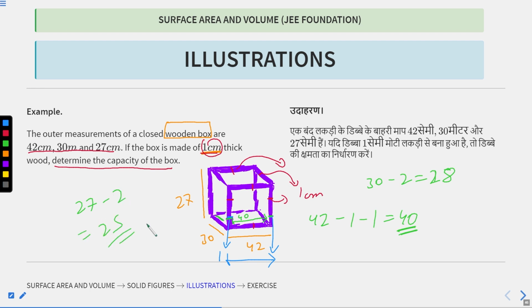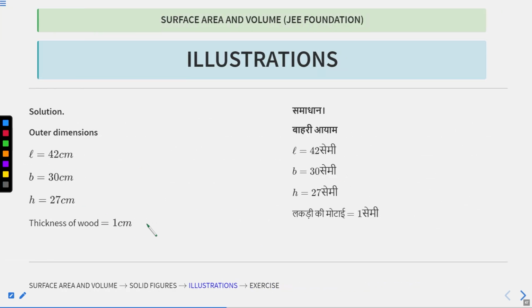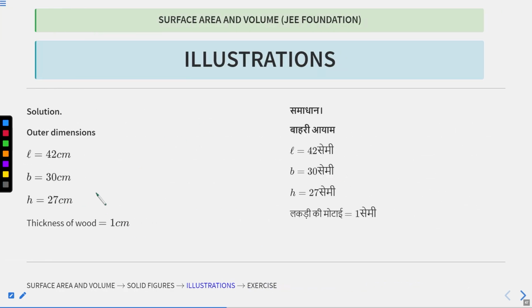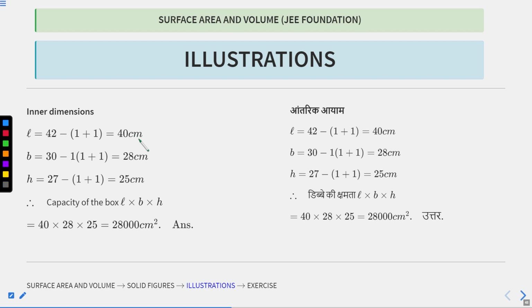I hope the dimensions for the new box are very clear to you. So 40, 28 and 25. Now for the capacity we need to find the volume. For volume we have the formula LBH. So new L, new B, new H will give me my volume, and this will be centimeter cube. I hope this is clear to you. So 28,000 centimeter cube of capacity it can take.